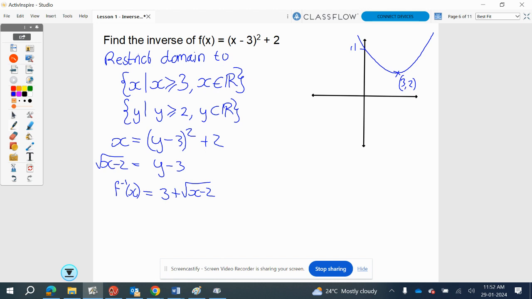You can't use the plus and minus in this one because you have to make a function. Unless you restricted the domain in the other direction, and then you would use minus. You can't use both. Right, what is the domain of the inverse function?